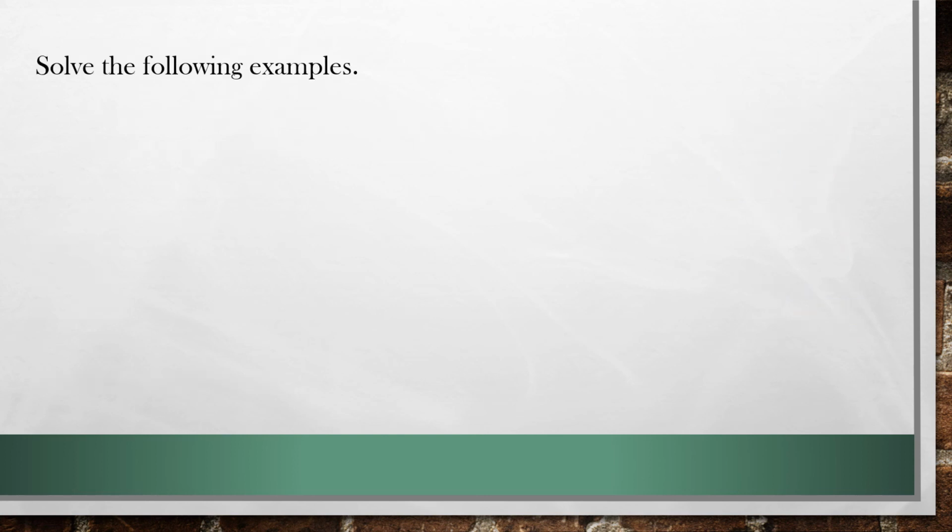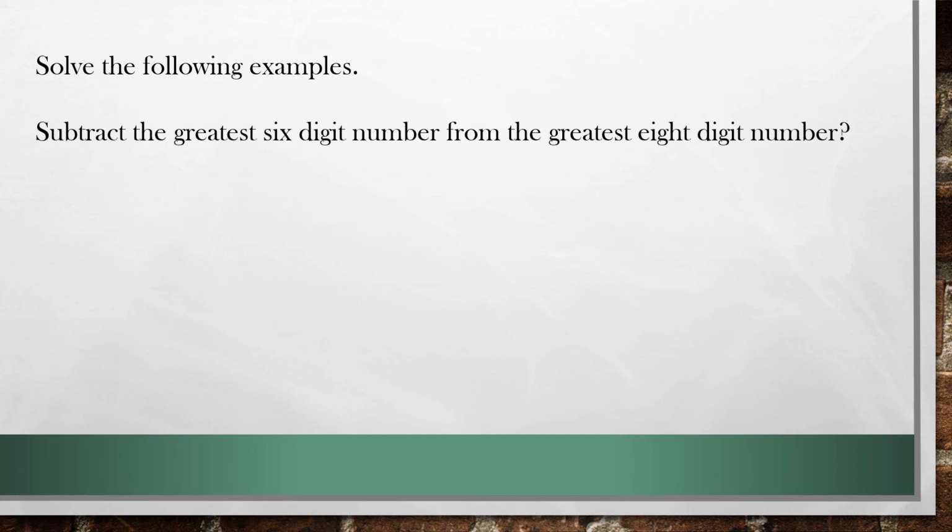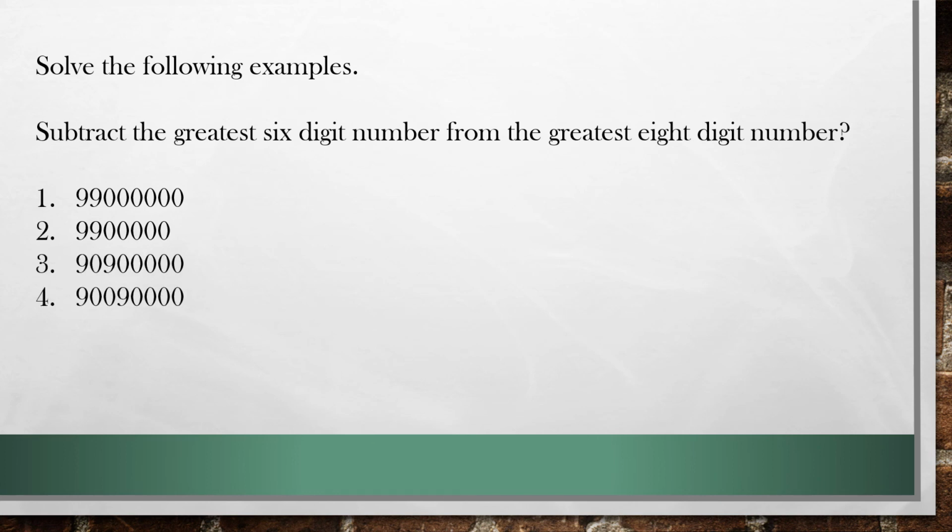Solve the following example. Subtract the greatest 6-digit number from the greatest 8-digit number. Now for your homework, you have to solve this sum and write down the correct alternative in the answer comment section below. There are 4 options. You have to select the correct option. I will give you a hint. Now the greatest 6-digit number is 999999. Okay, and the greatest 8-digit number is 99999999. 8 times 9 and 6 times 9. That is the greatest 6-digit number and the greatest 8-digit number. You have to subtract them and get the correct answer.